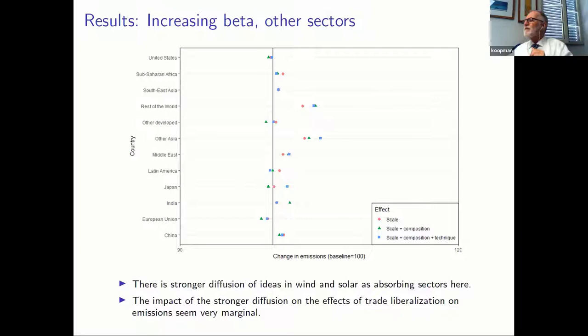About 5 minutes. Thanks. What we have also tried to do is to increase the strength of diffusion. So we bring beta from 0.3, we double it to 0.6, and we find that the effect for now is not very strong, but it's a little bit stronger. I mean the reduction in emissions. There are less emissions, let's say, with a higher diffusion of ideas parameter, but the change is very, very small.